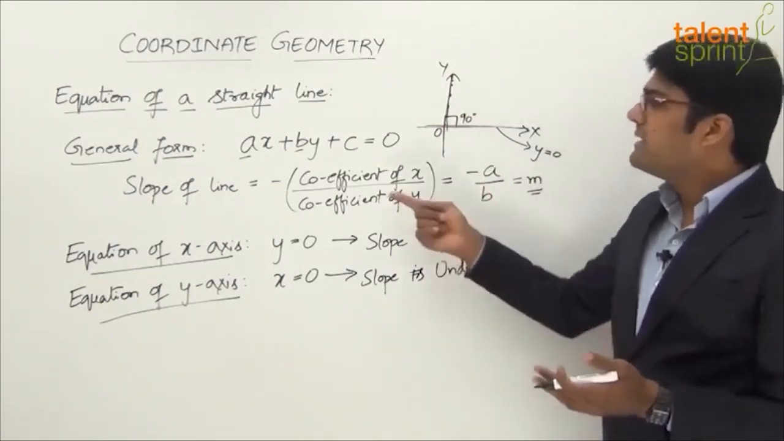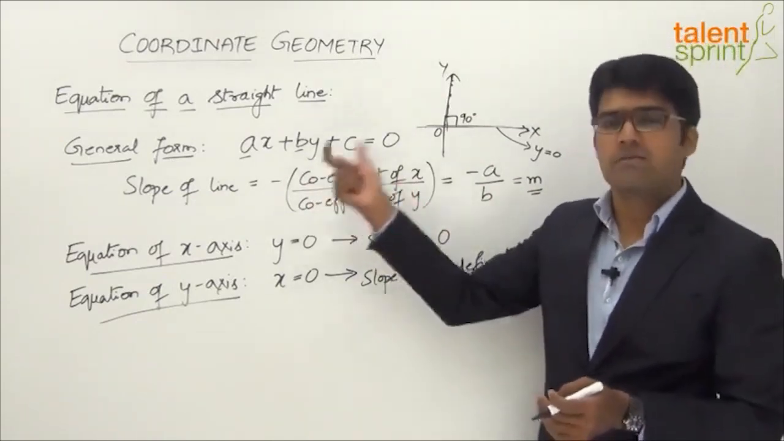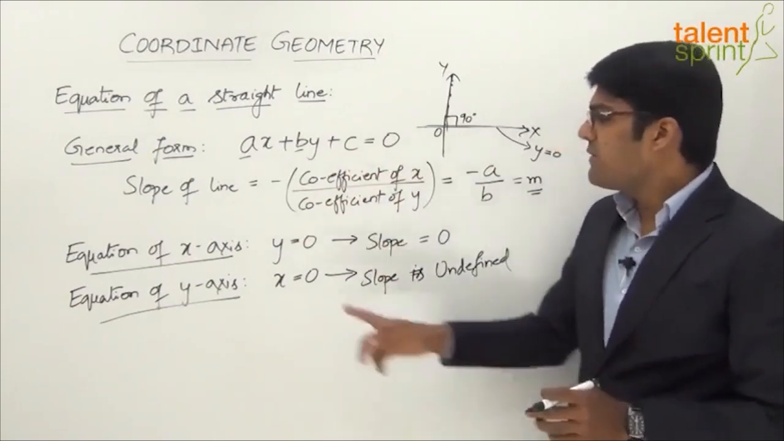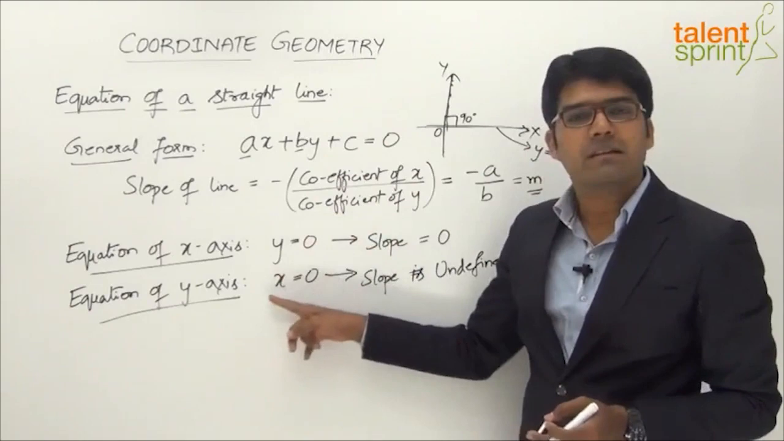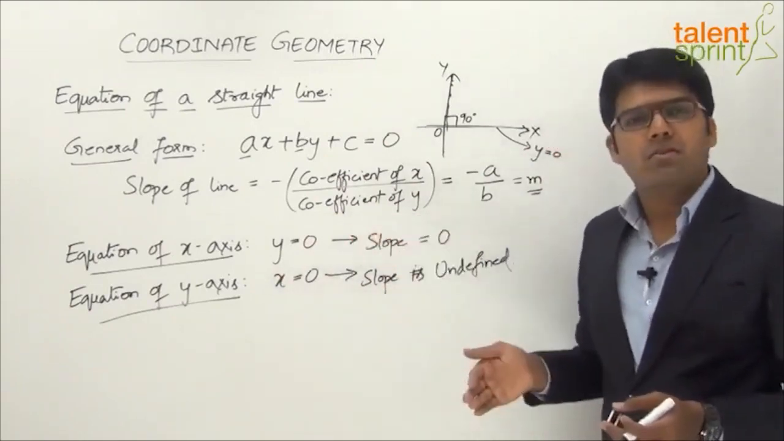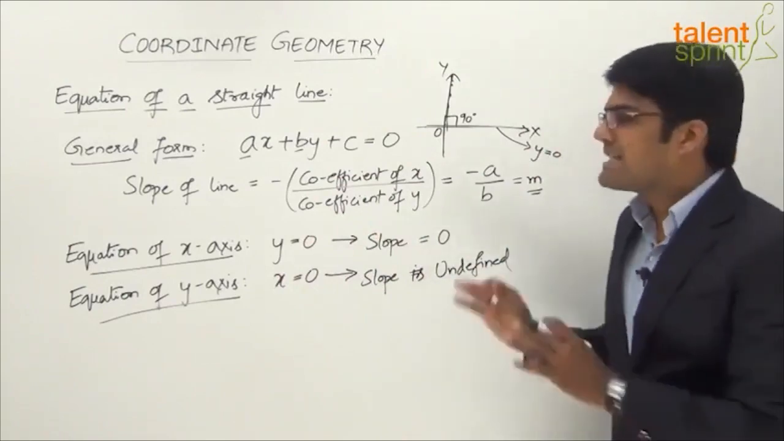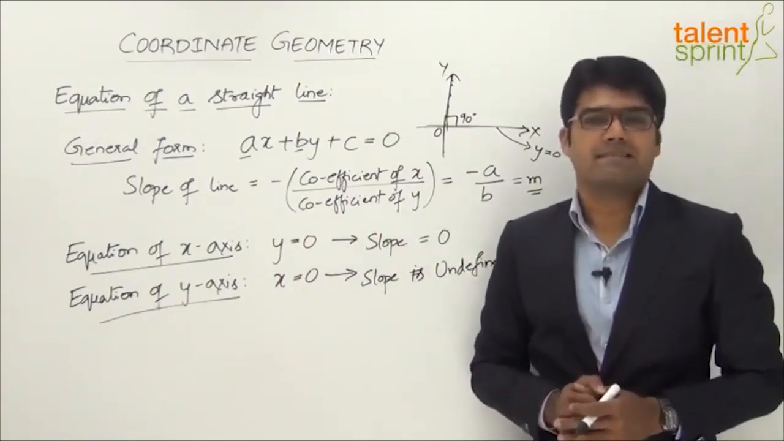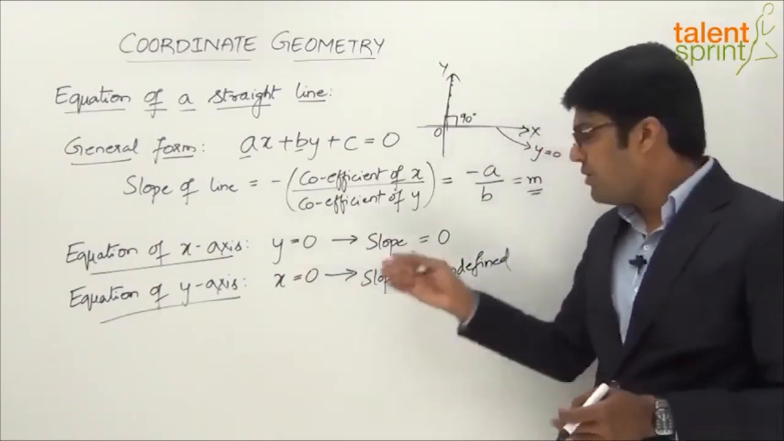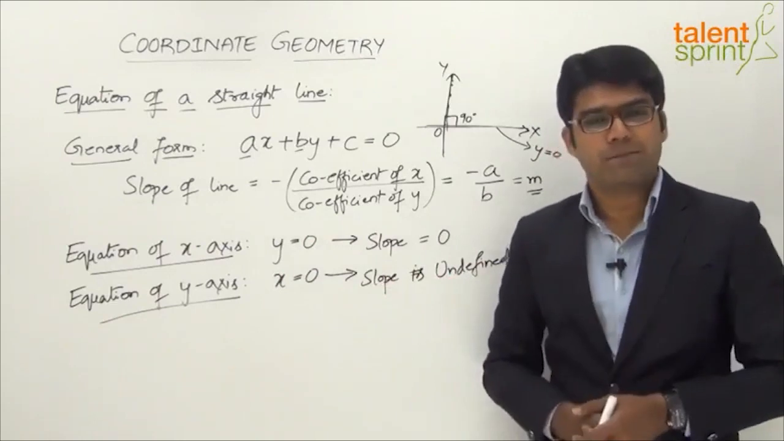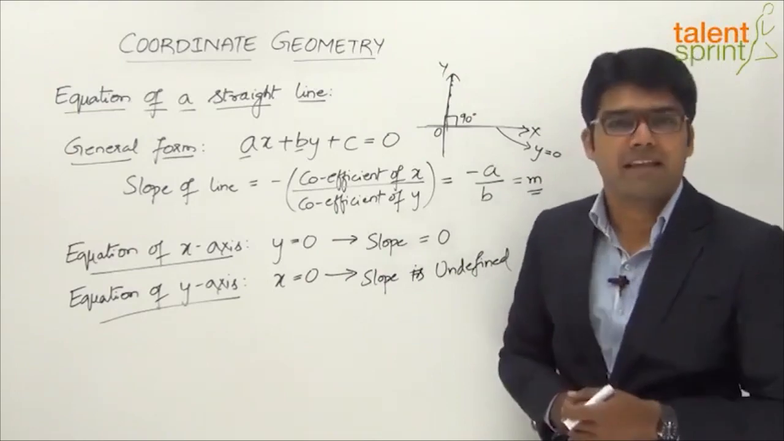Or if you go by the formula, we know that it is negative of coefficient of x by coefficient of y. What is the coefficient of x? 1. What is the coefficient of y? 0, there is no y variable here. So minus 1 by 0. What is 1 by 0? It's undefined. So the slope here is undefined. So that's about the equation of the coordinate axes. X-axis: y equal to 0 with a slope of 0, and y-axis: x equal to 0 with a slope which is undefined.